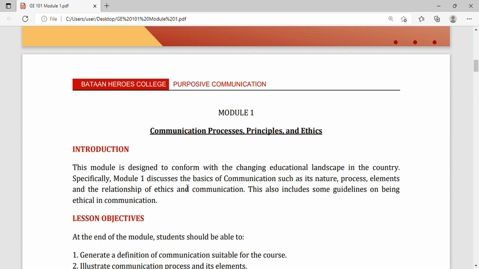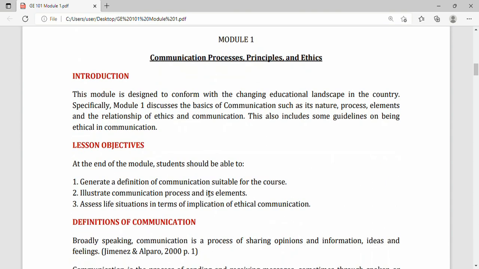Specifically, Module 1 discusses the basics of communication, such as its nature, process, elements, and the relationship of ethics and communication. This also includes some guidelines on being ethical in communication. Lesson objectives. At the end of this module, students should be able to generate a definition of communication suitable for the course, illustrate communication process and its elements, and lastly, assess life situations in terms of implication of ethical communication.